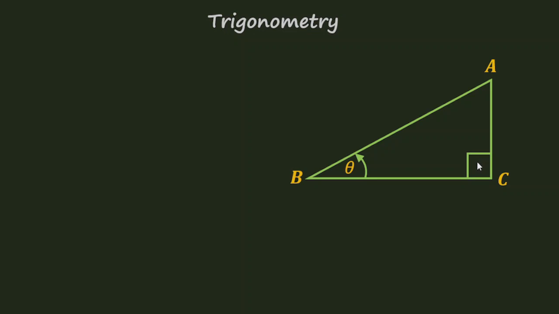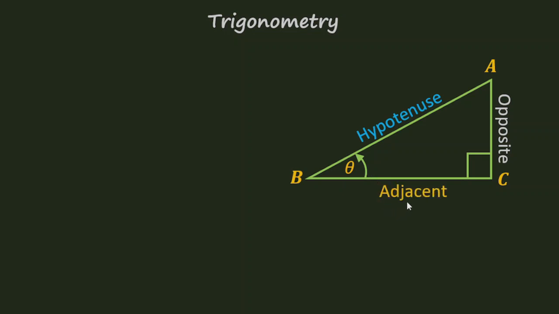We call the side that is opposite the 90 degrees angle, the side AB, the hypotenuse. So the side that is opposite the 90 degrees angle in a right-angled triangle will always be the hypotenuse. And we call the side that faces the angle of interest, in this case the angle theta, the opposite side. So the side that faces the angle theta, the side AC, we call the opposite side. And the side that is closest to the angle of interest, theta, we call the adjacent side.